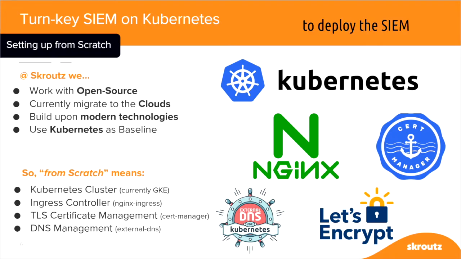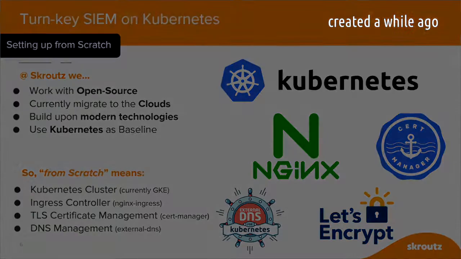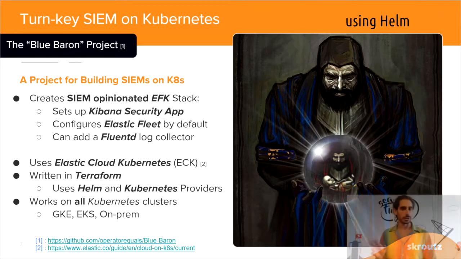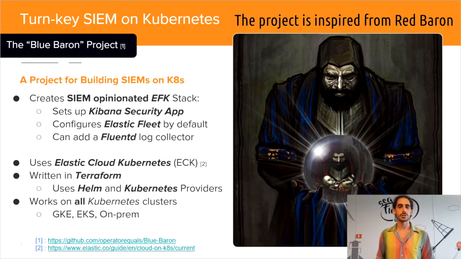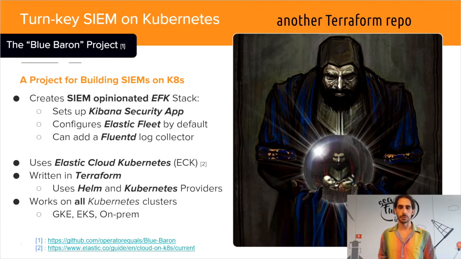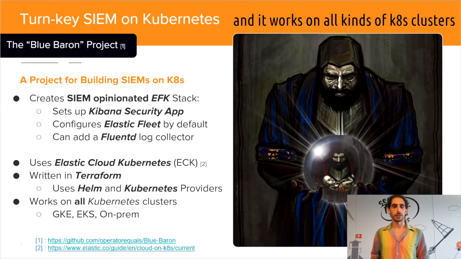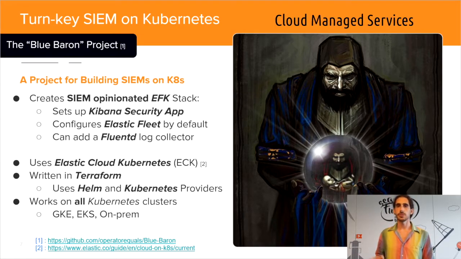So, to deploy the SIEM, we use an open source project called Blue Baron, created a while ago by a colleague and me. The repository consists of Terraform modules and examples that deploy Elasticsearch, Kibana, and the rest using Helm. The project is inspired by Red Baron, another Terraform repo for offensive cloud infrastructure, such as C2 systems, redirectors, payload servers, and such. And it works on all kinds of Kubernetes clusters, from Minikube to cloud managed services, anything goes.